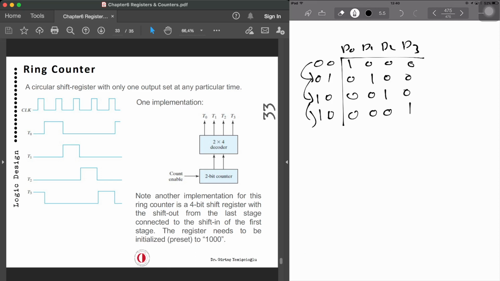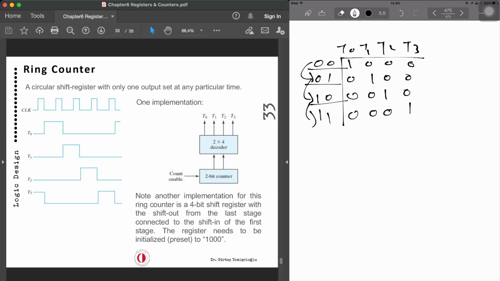Or if you want, you can put these as in the figure, it says T's. So just use T's: T0, T1, T2, and T3. Now, when it is 0, 0, T0 will be activated. When it is 0, 1, T1 will be activated. When it is 1, 0, T2 will be activated. And when it is 1, 1, T3 will be activated. So that's how we can have the timing waveform.